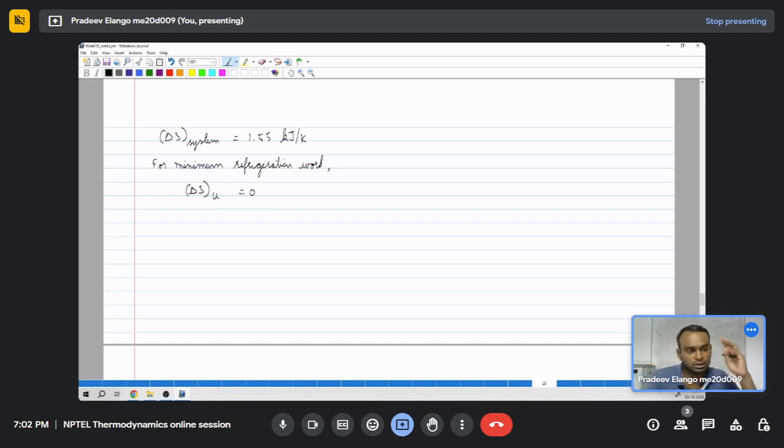But while transferring heat from the atmosphere to the ice to increase the temperature of the ice from minus 5 degrees Celsius to water of 20 degrees Celsius, we had some increase in entropy of the universe, and that is fine. So now we are going back to ice, so we are cooling the 20 degrees Celsius water to minus 5 degrees Celsius ice, and for this we need to find the minimum work that is needed. Minimum work can be achieved only when the entropy change of the universe is zero. Now change in entropy of the universe is the summation of change in entropy of the system plus change in entropy of the atmosphere. Here this is zero, and the system is already known, 1.55.